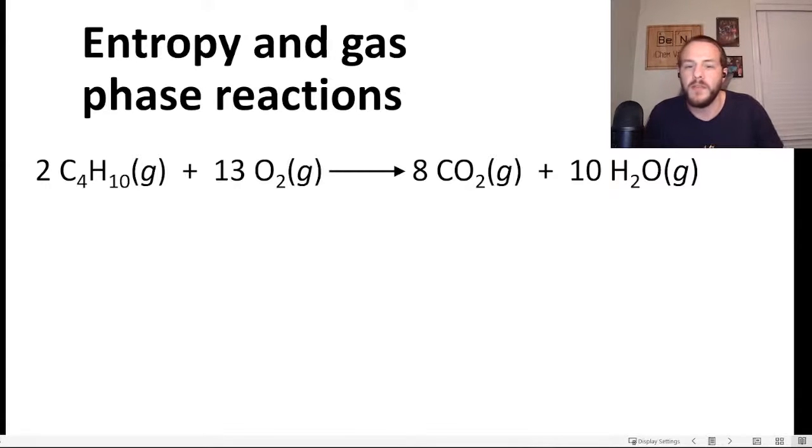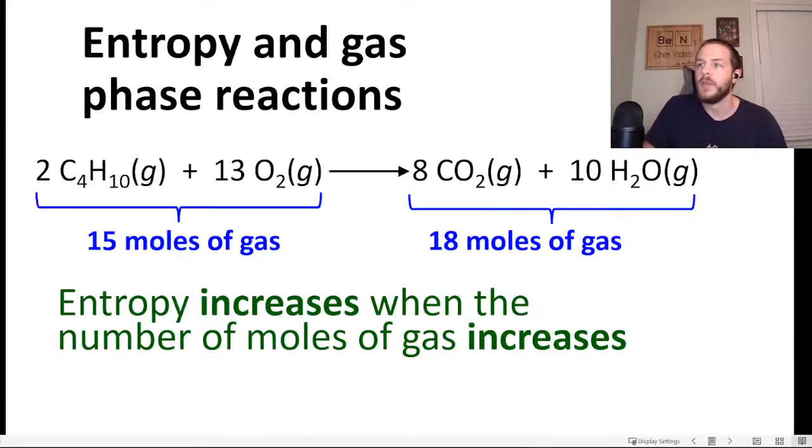Anyway, if you have a gas phase reaction such as this, right, what happens to the entropy? Does it decrease or does it increase? Well, it depends on the number of moles of gas on either side of the equation, right? So if we count the number of moles of gas in this balanced chemical equation, we can clearly see that on the left-hand side, the reactants, we have 15 moles of gas. We have 13 from that oxygen, plus another 2 coming from that butane, C4H10. But then on the product side, the right-hand side of the equation, we've got 18 moles of gas total: 8 from that CO2 and 10 coming from the water.